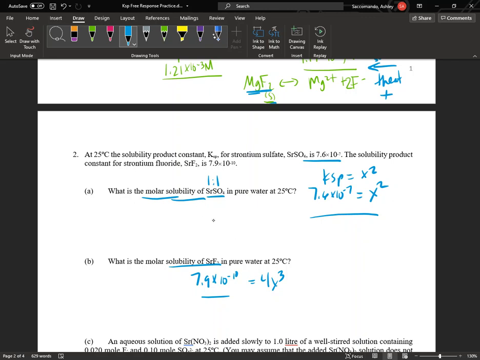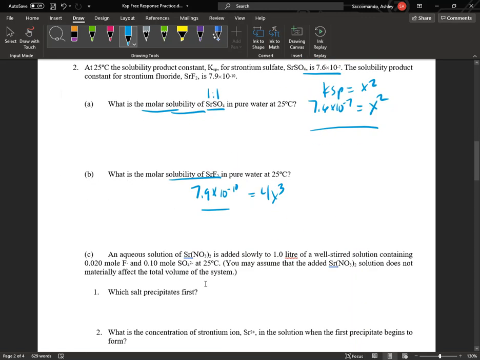Now, the interesting part here, though, is they're not going to ask you part C. C is like that selective precipitation stuff, which we don't really do. However, what they could ask you is a simple question. Let me calculate the molar solubility of each first, because then I have to show you. So the molar solubility of strontium sulfate here is 8.7 times 10 to the minus 4 molar. Okay, so that's the molar solubility for this one.